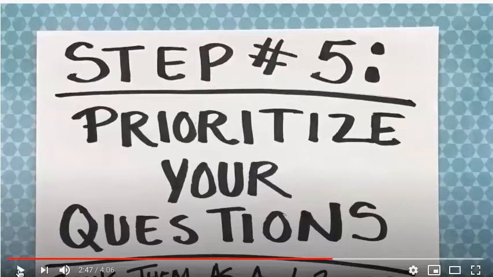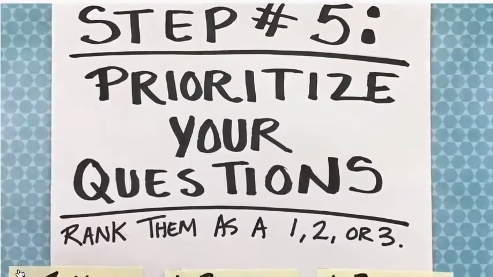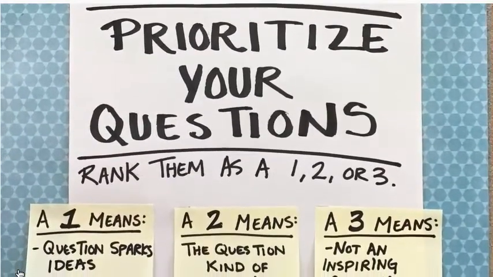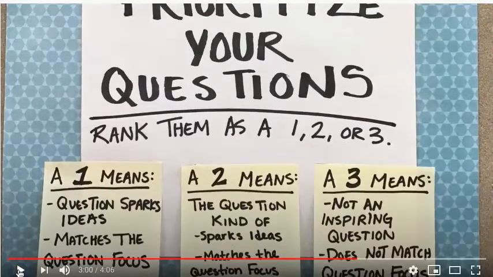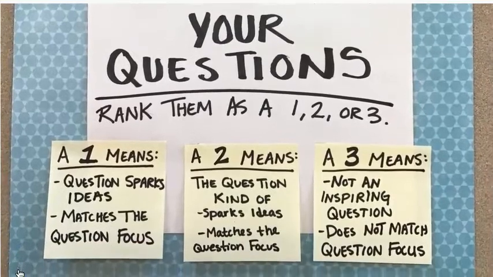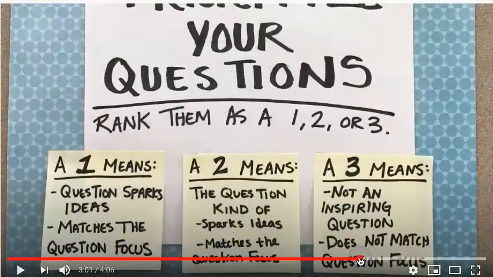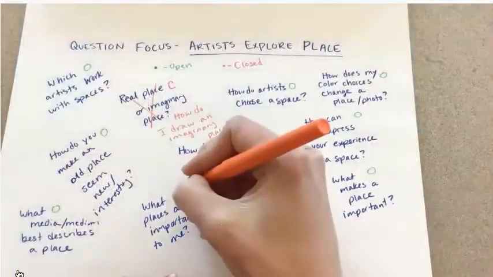The 5th step is to prioritize your questions, rank them. If you rank your question as a 1, that means the question sparks an idea and it matches the focus. A 2 means the question kind of sparks ideas, but it matches. And a 3 is not a good question at all. Not inspiring, doesn't match the focus. So 1s are the best, 2s are mediocre, 3s are not good at all.